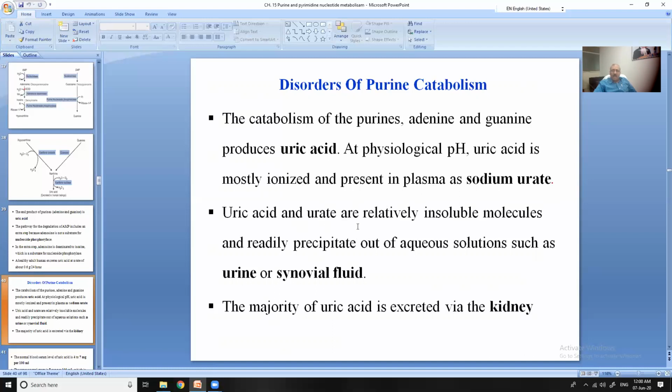Uric acid and urate are relatively insoluble molecules and readily precipitate out of aqueous solutions such as urine or synovial fluid. The majority of uric acid is excreted via the kidney. I told you that 0.6 gram in 24 hours is the excretion of uric acid.